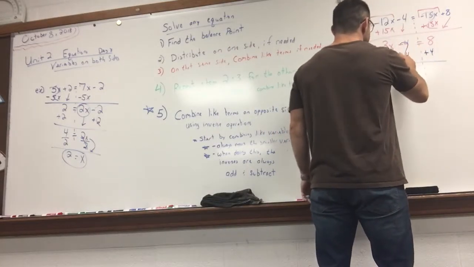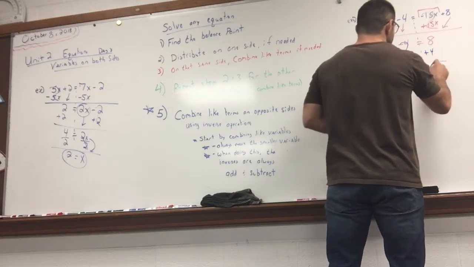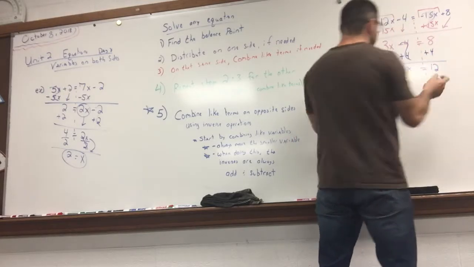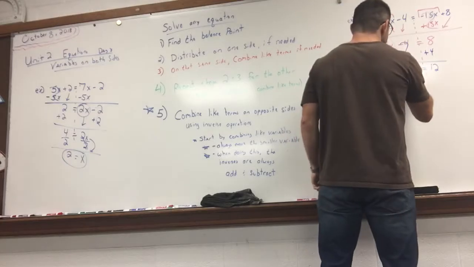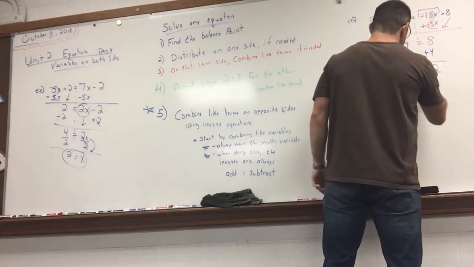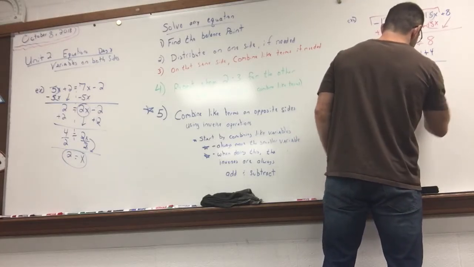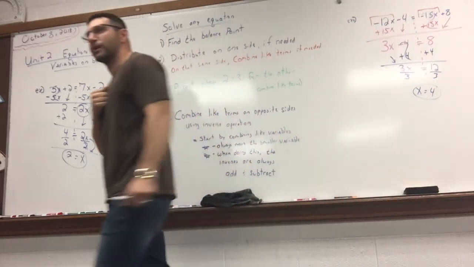That's 0. 3x comes down, so additive inverse. 8 plus 4 is 12. Isolate the variable. 3 times x, so we have to divide. X equals 4. Fist if you got it right.